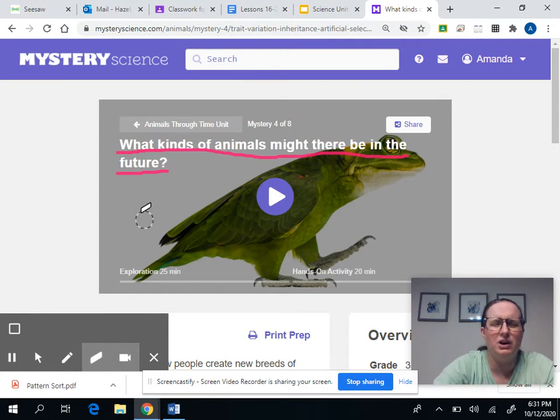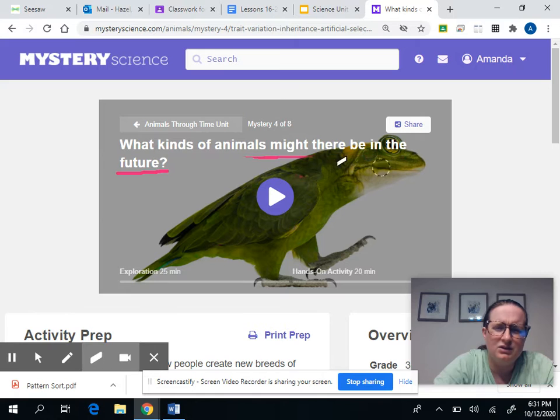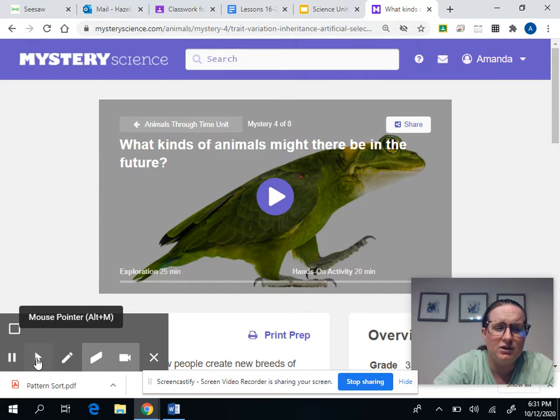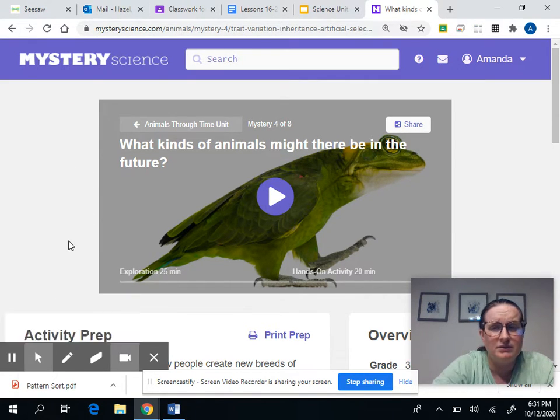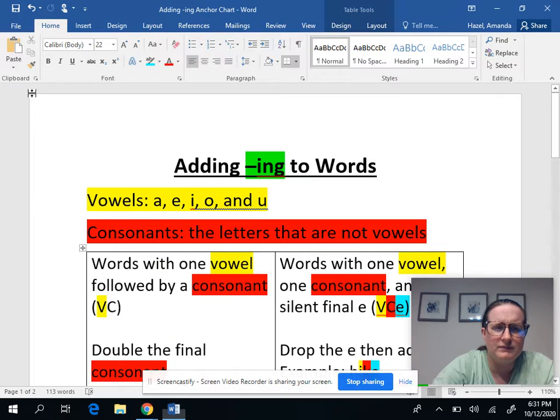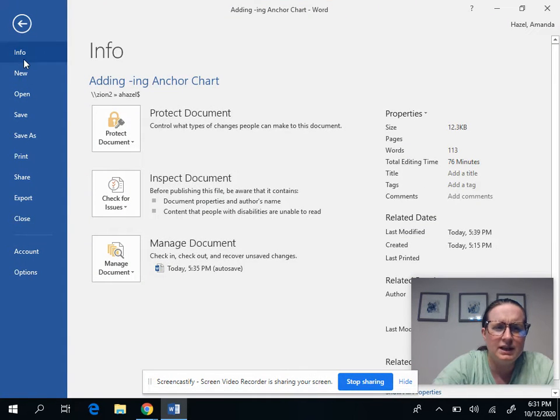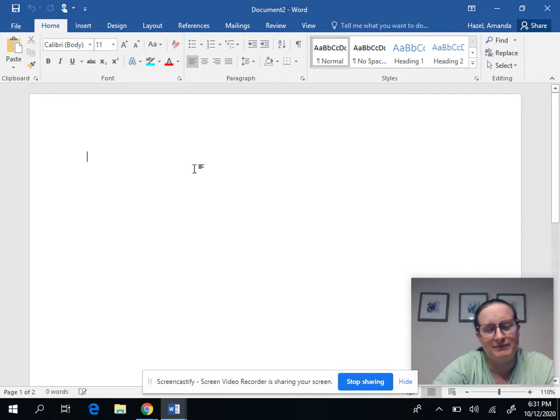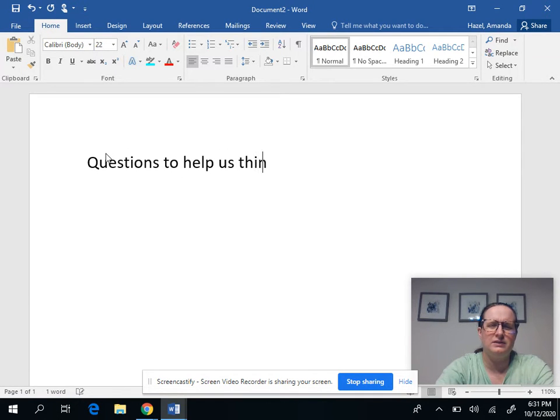Well, this is kind of hard for me to just think of, right? It could be so many different things. And after all, if it's in the future, that means we have a while to go. So there are some questions that we can use to help us make predictions to answer this one, all right? Sorry, I know this is a word study anchor chart. My bad. Okay. So I'm thinking of questions to help us think of future animals.